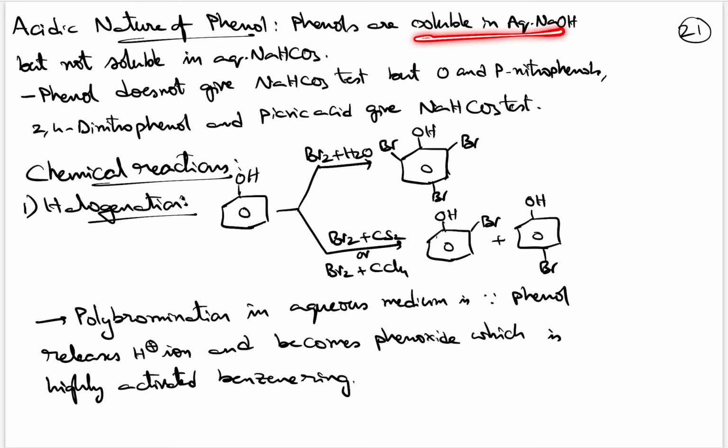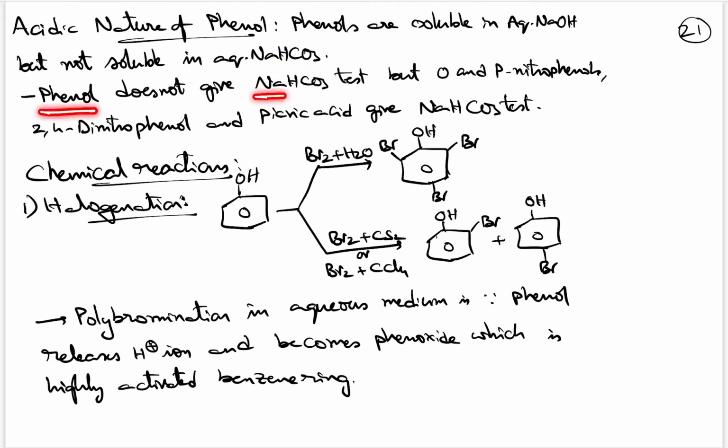Phenols are soluble in aqueous NaOH but insoluble in aqueous NaHCO3. That means their acidic nature is sufficient to react with NaOH to form sodium phenoxide, whereas their acidic strength is not sufficient to react with sodium bicarbonate, therefore they will be insoluble in aqueous NaHCO3 solution.